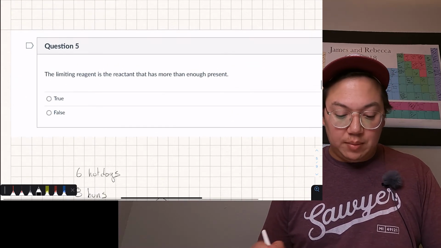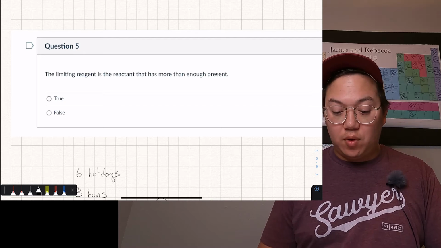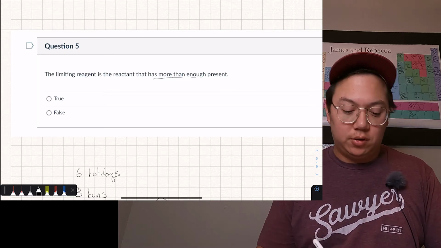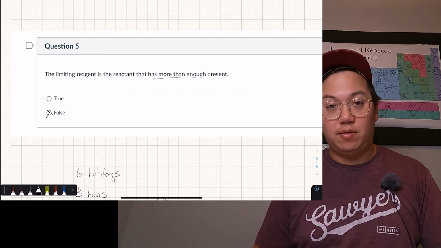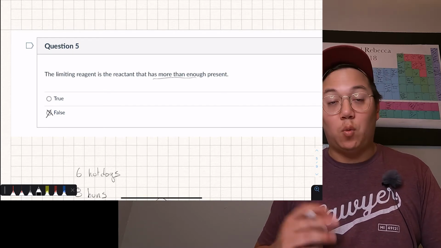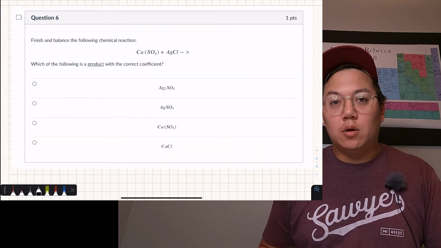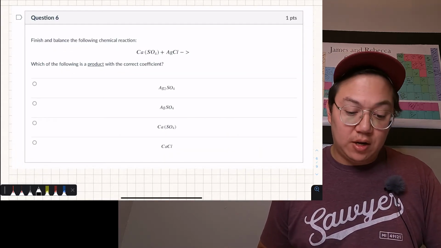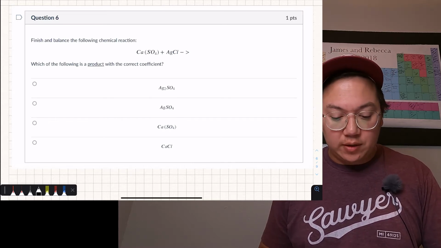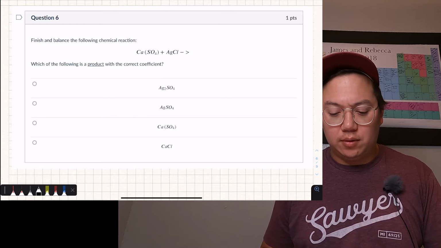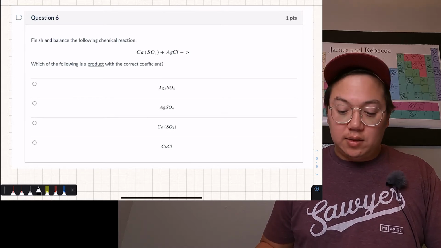So the statement that the limiting reagent is a reactant that has more than enough present is false. The limiting reagent is the reactant that does not have enough present. It's the one that runs out first. Question 6. Finish and balance the following chemical reaction. Which of the following is a product with the correct coefficient? So we need to take a look at this.